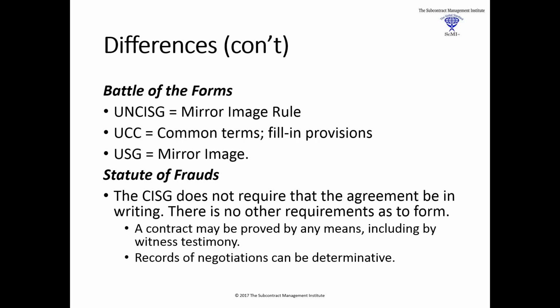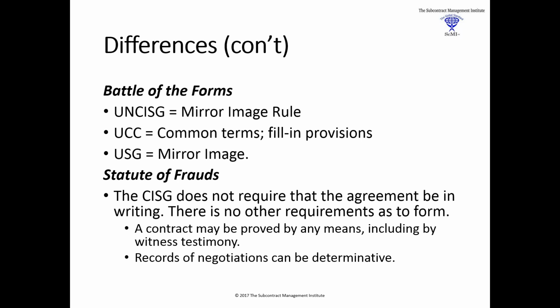Battle of the forms. CISG says mirror image. Offer and acceptance have to be mirror image. UCC says, yeah, not so much. You know, close enough. Show that you want to have an agreement. We'll give you an agreement. We'll figure out later what it says. Government, mirror image, once again. You have to make sure you cover all of the things the government requires.